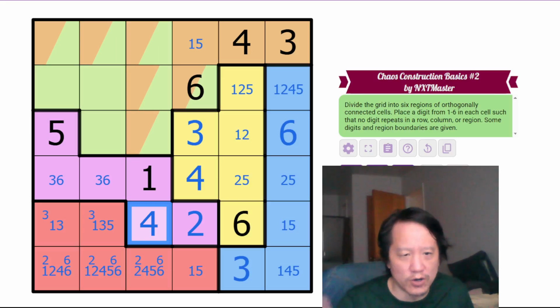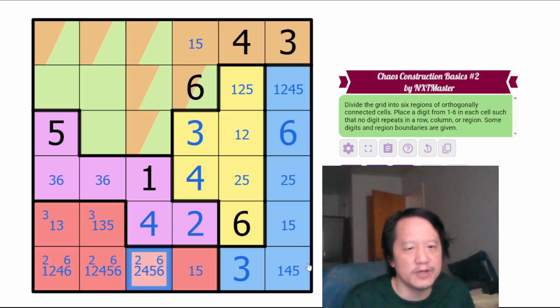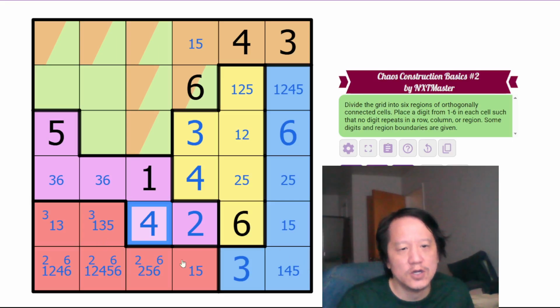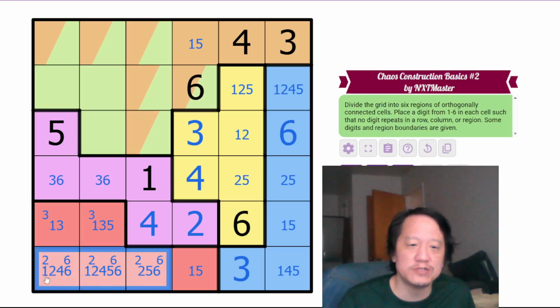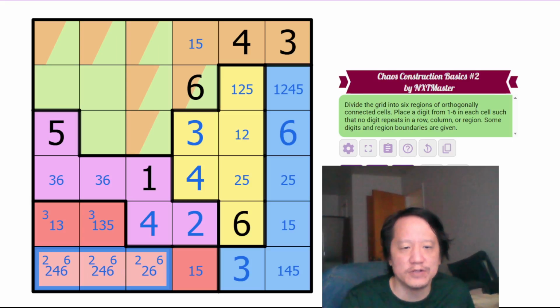So 4 can't be here because of 4 in the box. But where is the 4 in the red region? It can only be one of these 2. Well, 2 can only be in one of those 3 cells. 6 can only be in one of these 3 cells. 4 can be only in one of these 3 cells, which means this is a 2, 4, 6 triplet here. So we cannot have 1 or 5 here. It's 2, 4, and 6 as a triplet, which eliminates 2, 4, 6 in the rest of the row. So this can't be 4 anymore.